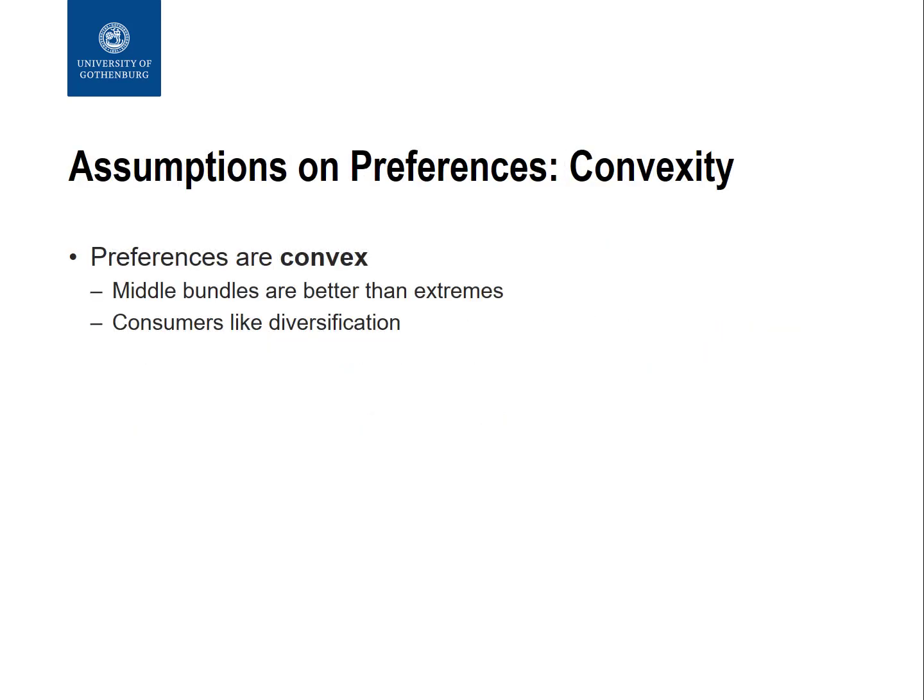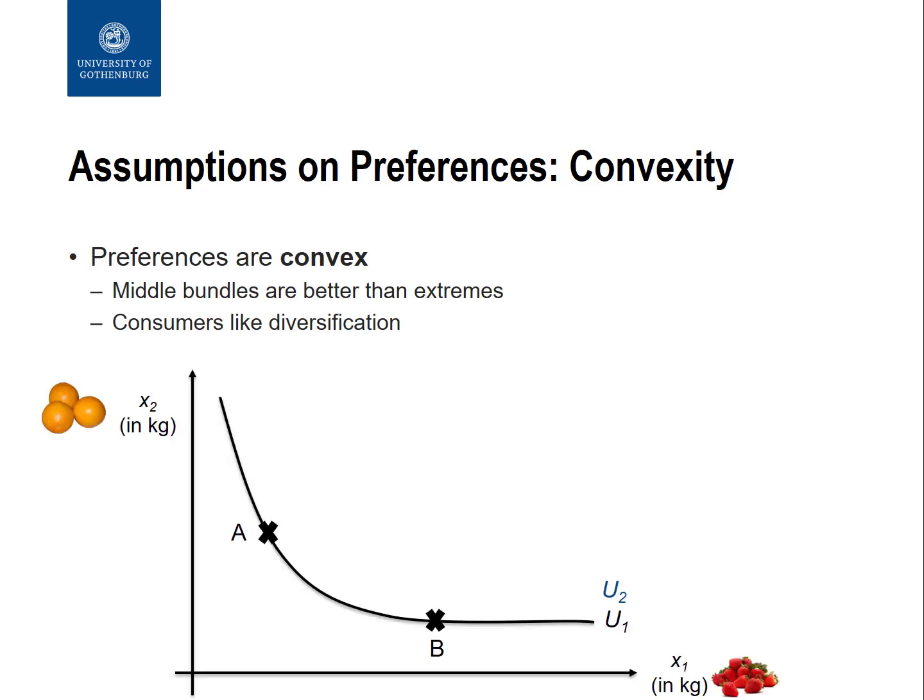So we went through 4 assumptions on preferences, and here is a 5th one. The convexity assumption on preferences tells us that consumers like diversification. So equivalently, that means that middle bundles are better than extremes. Graphically, that means that for any 2 bundles which provide the same level of utility to the consumer, here A and B, any linear combination of these 2 bundles, like point C, provides the consumer with a higher utility level.